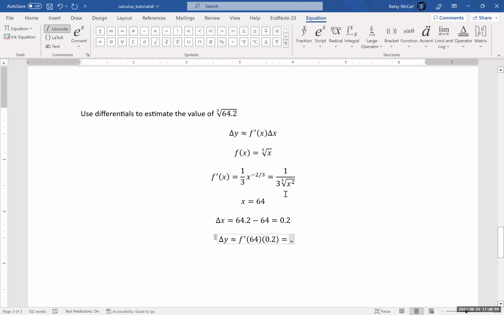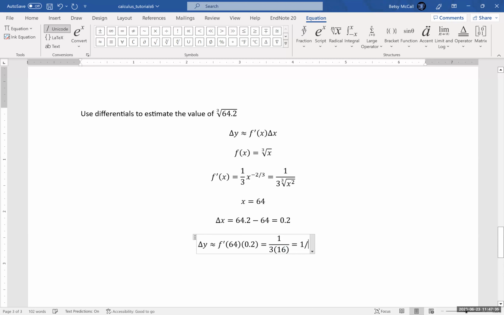Now, when we plug in 64, we need to plug it into this expression. So now we have to think about how we calculate this cube root of x squared. Don't square it first, cube root it first, and then square it. The cube root of 64 will make the number smaller, and then you can square. Because if you square it first and then take the cube root of that, you're going to be working with really big numbers. It's not good. So the cube root of 64 is 4, and then we're going to square 4, and we're going to get 16.